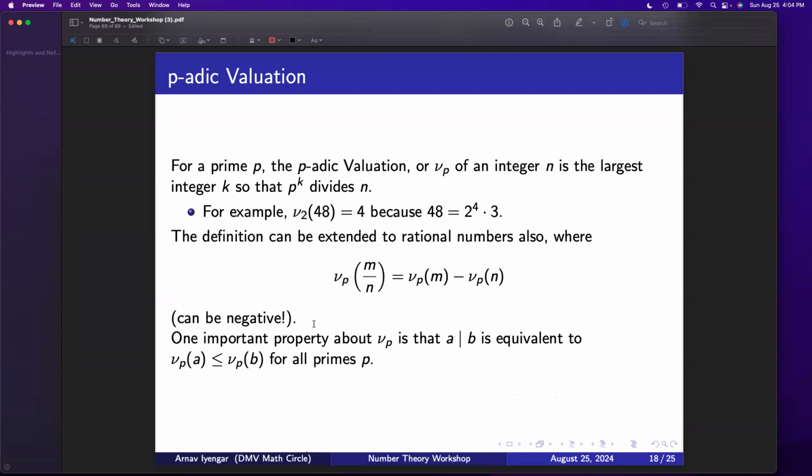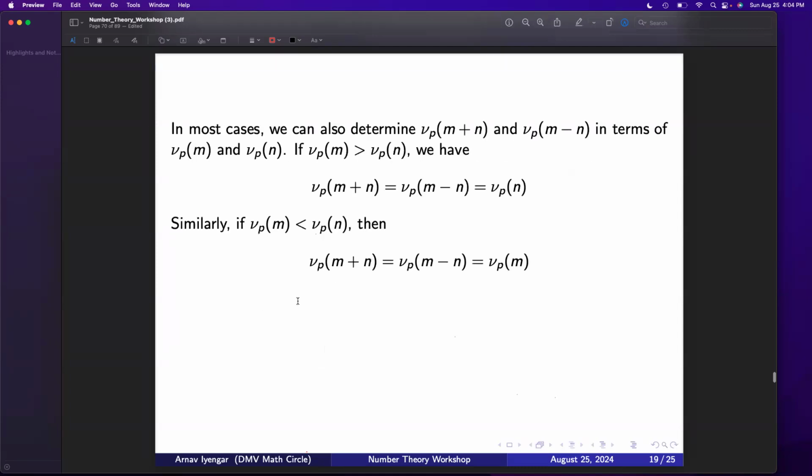And so, I mean, the vp is really important because if a divides b, vp of a has to be less than vp of b. So we can clearly also find a vp of the sum of, usually we can find a vp of sum of two numbers and a difference. Yeah, the last question will be a little bit more difficult than the rest.